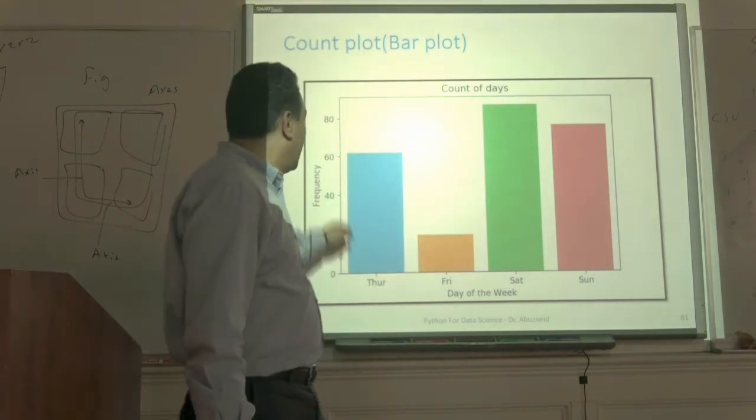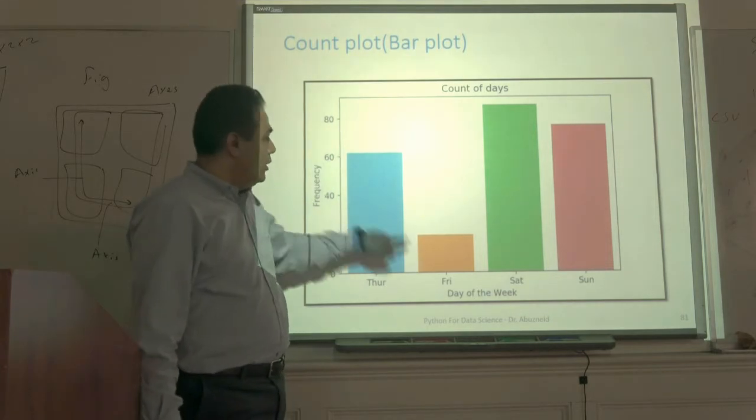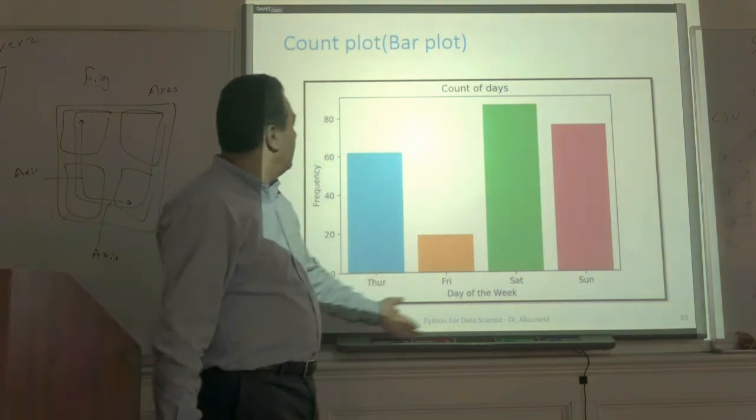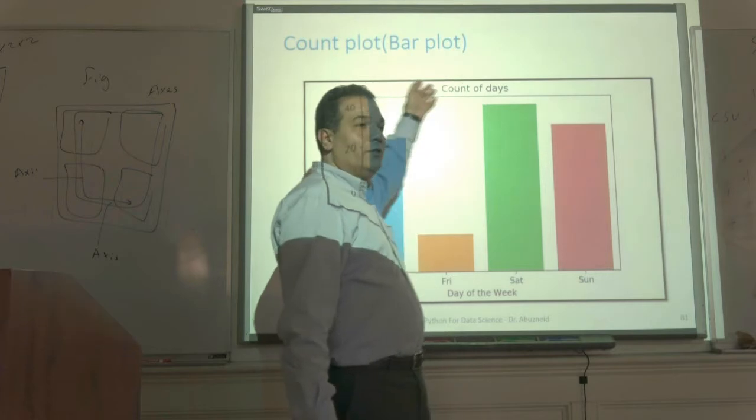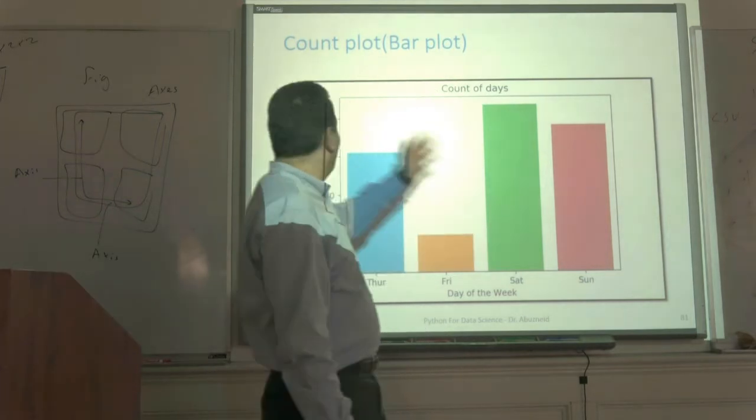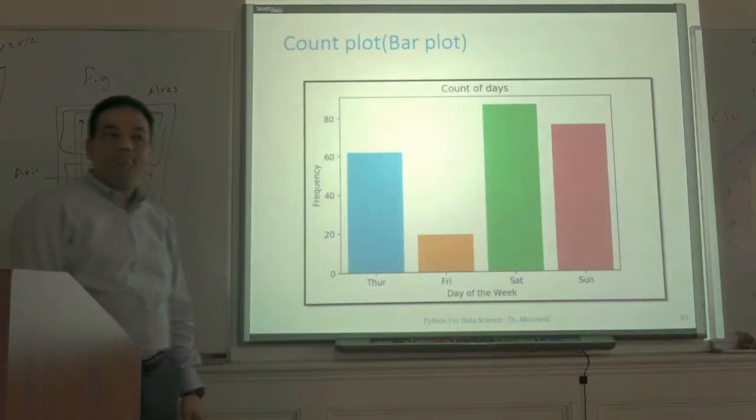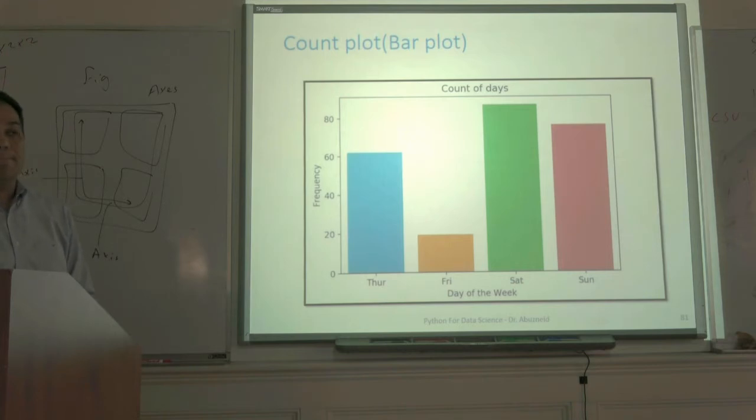So in Thursday, how many? About 62. Friday about 20. Saturday about 90. Sunday about 80. Okay? Easy, right?